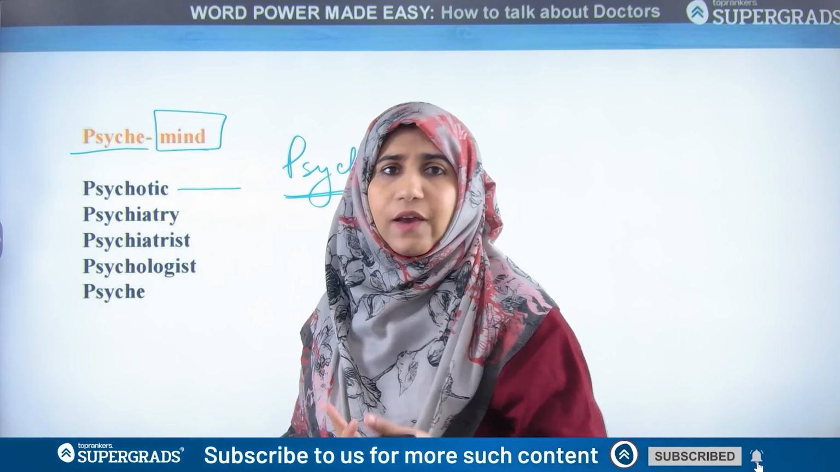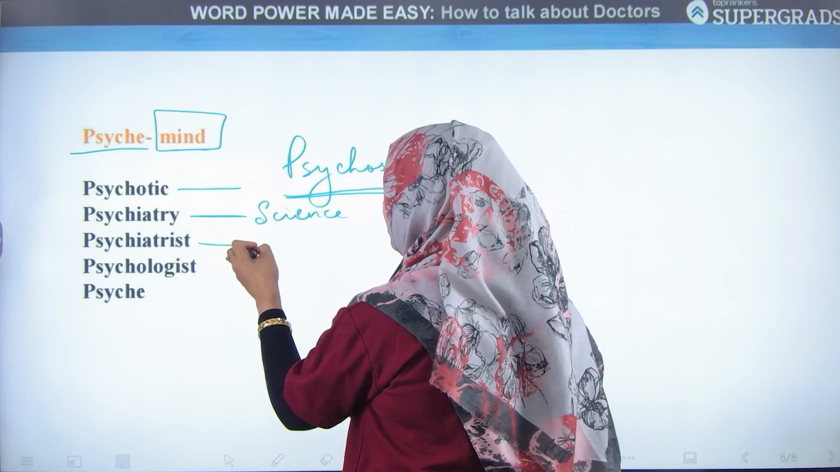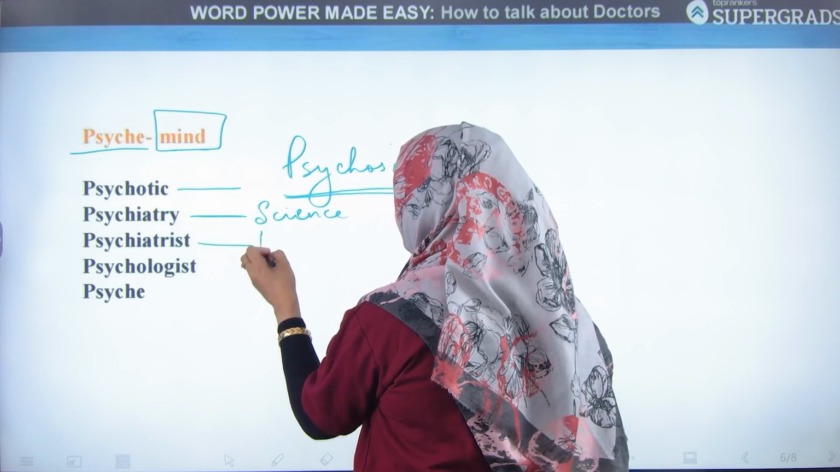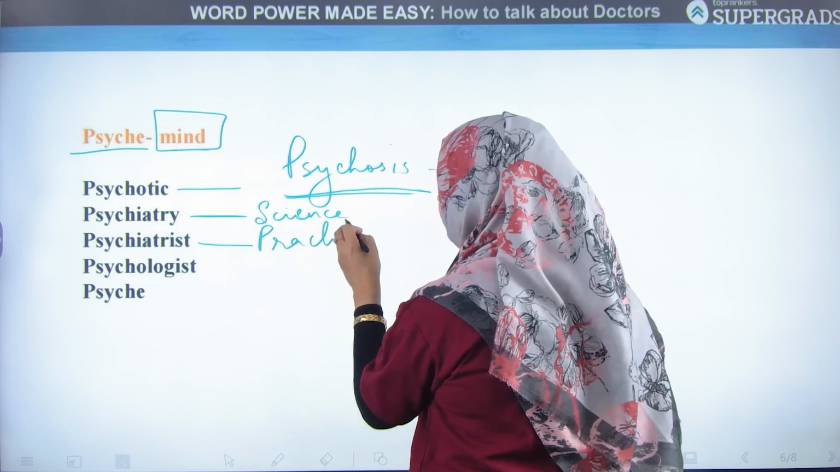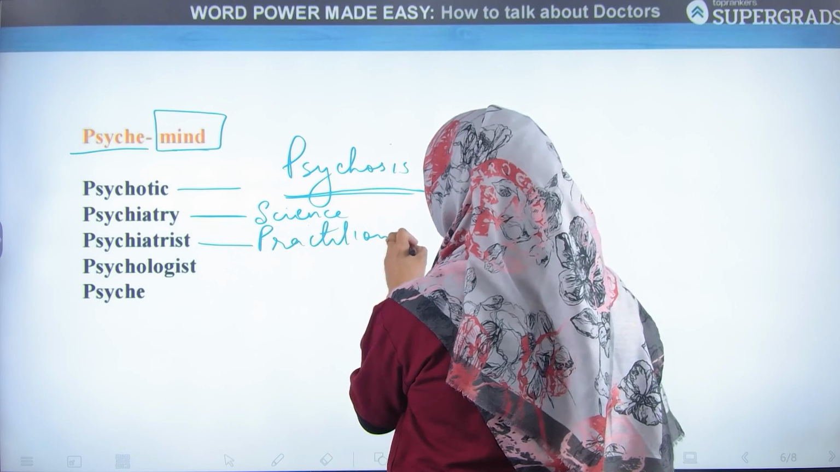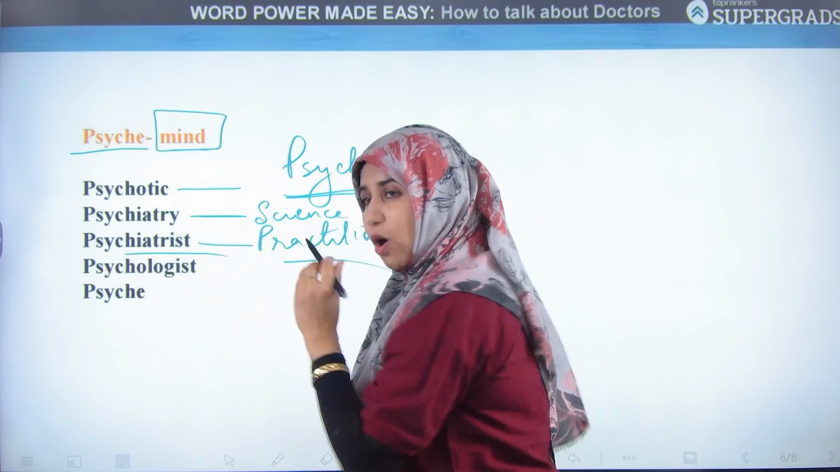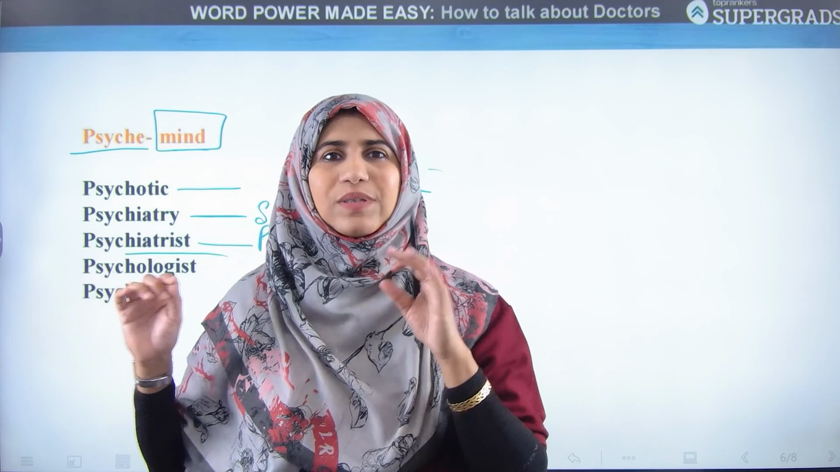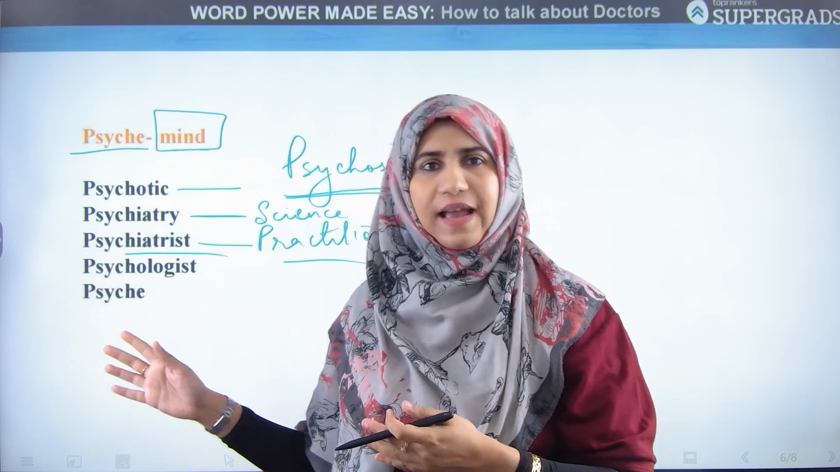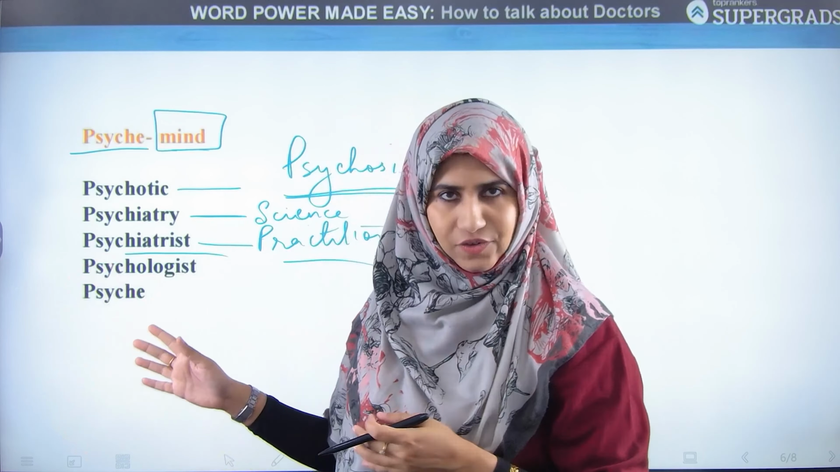Psychiatry, we already know, I think it's a very common word. Psychiatry is basically the study of mental ailments, and psychiatry is the science or the field. So this is the science, whereas this is a practitioner basically. A doctor who practices psychiatry, who's an MD in psychiatry, is actually a psychiatrist. So he cures all the mental ailments.